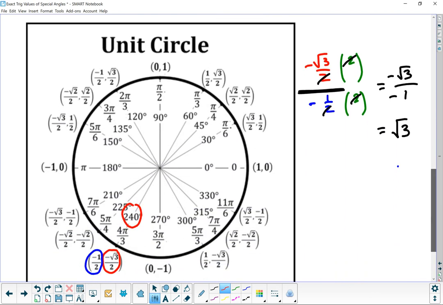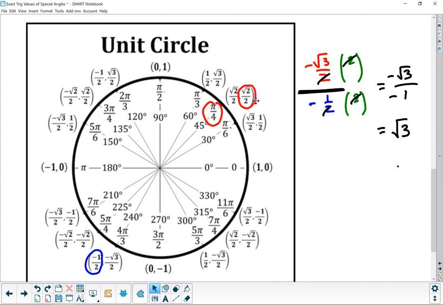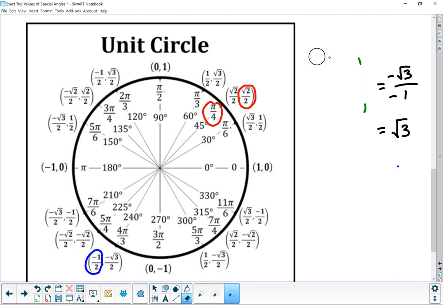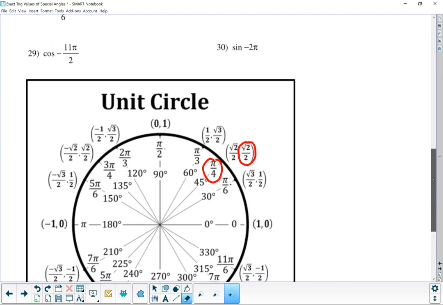Sine of pi over 4. Pi over 4 right there. Sine is just the y value. So it's just radical 2 over 2. Okay, sine of pi over 4 is just the y value at pi over 4. So the coordinate for pi over 4 is radical 2 over 2, comma radical 2 over 2. And the sine is just a y, so you get radical 2 over 2.